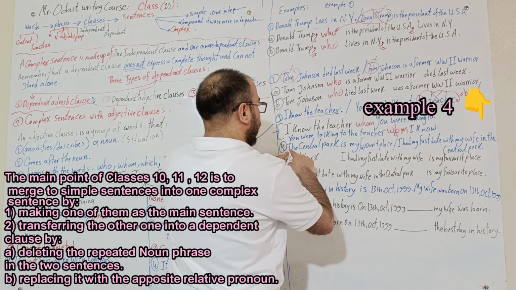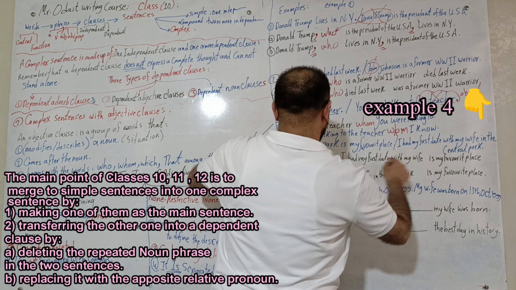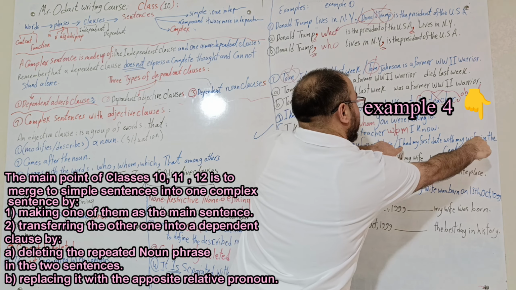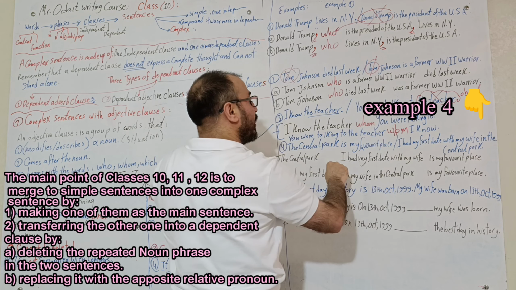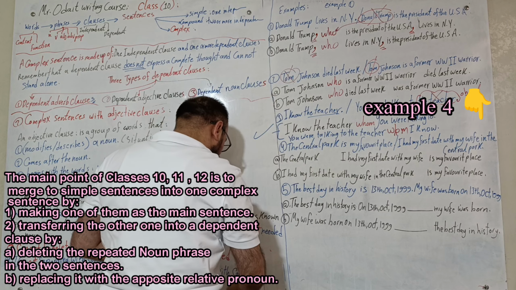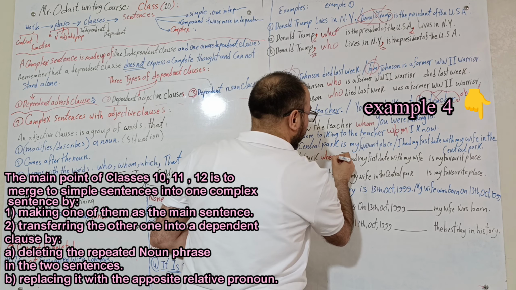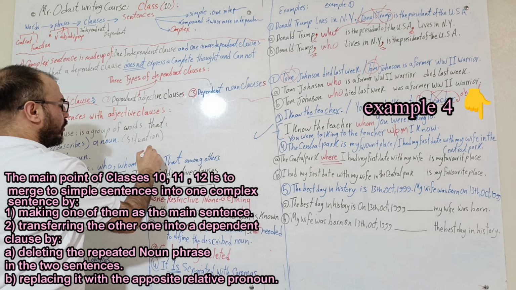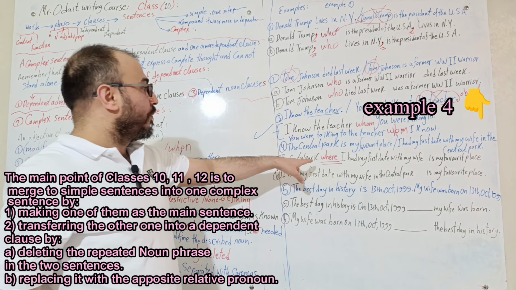The first one is to make the first independent clause or the first simple sentence as the main sentence. I hear the Central Park is my favorite place. Then I take the second independent clause or the second simple sentence and I transfer it into a dependent clause, specifically adjective dependent clause, in order to describe the Central Park. In here, my friends, I say the Central Park where, and here, my friends, I use the word where, or when. I use the word where to describe places.